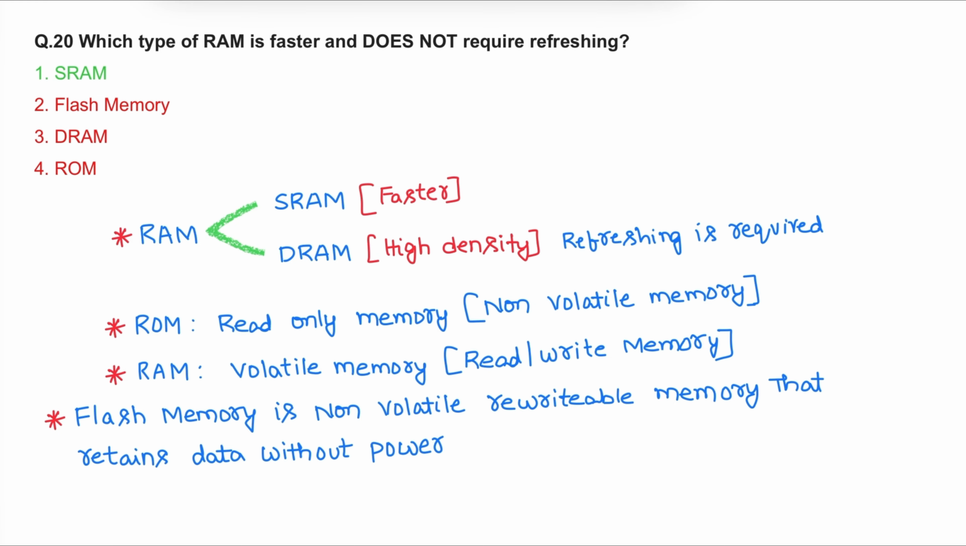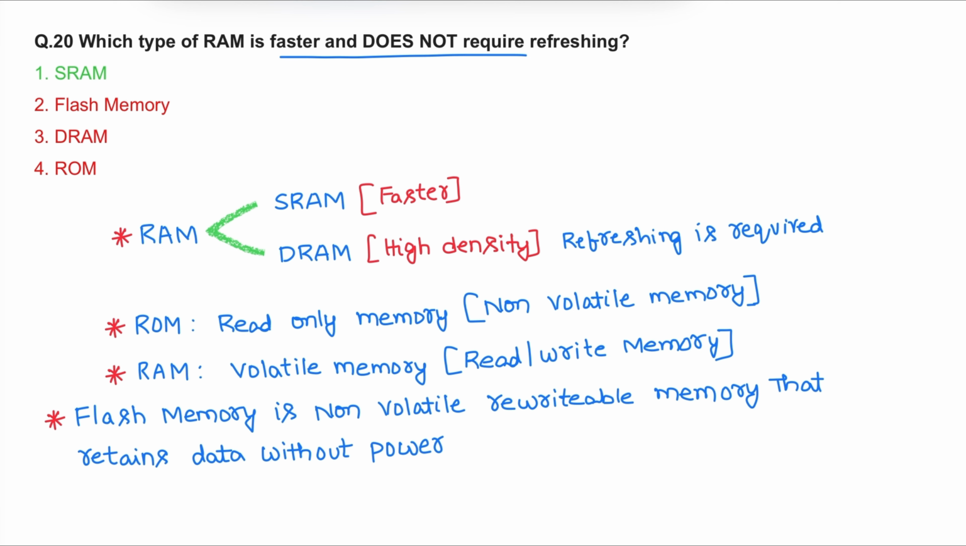Which type of RAM is faster and does not require refreshing? RAM is of two different types: static RAM and dynamic RAM. So, static RAM is faster and does not require refreshing circuitry since SRAM does not contain any capacitor. DRAM density is high. Each DRAM cell requires one transistor and one capacitor. Since a capacitor is involved, refreshing circuitry is required for DRAM.